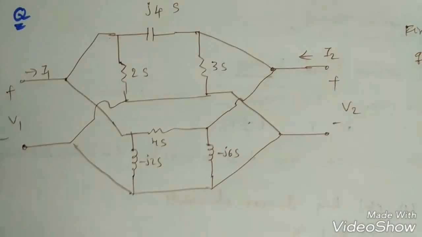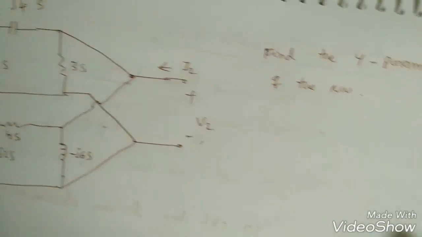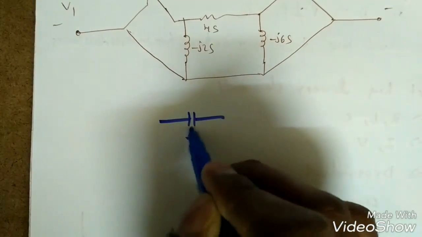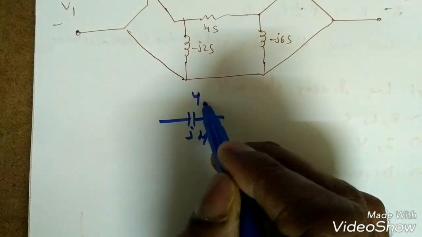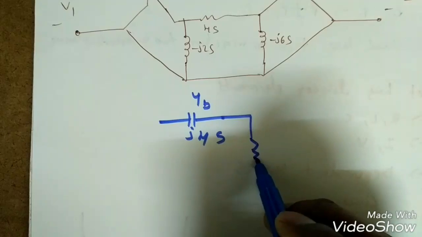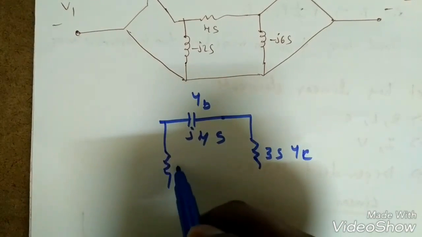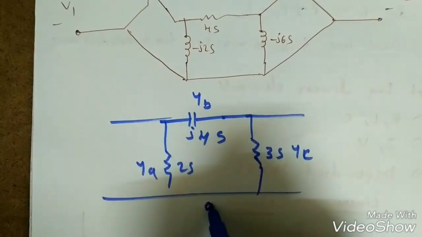One more example. Suppose some circuit is given like this, and we need to find the Y parameters of the network. The two networks are in parallel, so we take one at a time. This one is YB, this is 3 Siemens, so I will take it as YC. This is 2 Siemens, so I will take it as YA. This is network A.